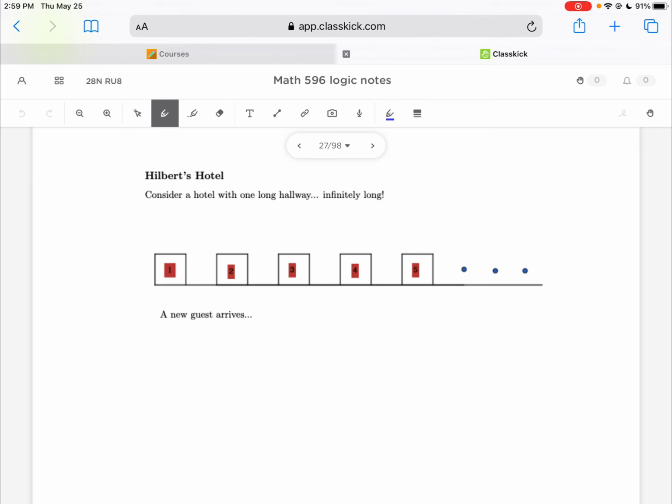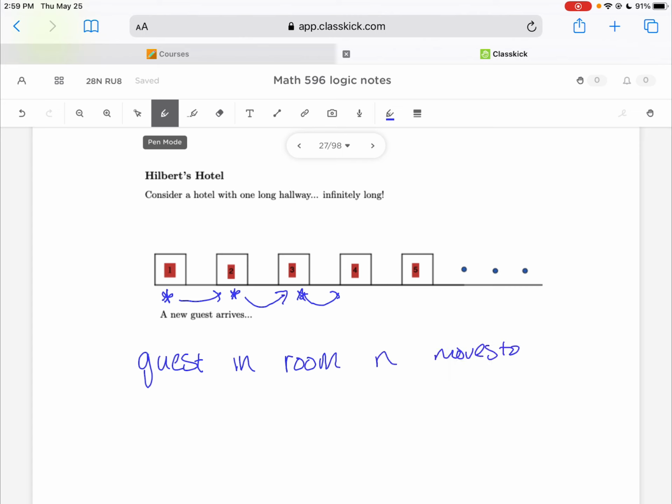All the manager really has to do here is ask that the guest that's in room 1 right now move into room 2. And then that the guest who's currently in room 2 move down to room 3. The guest in room 3 moves to room 4, and so on. So essentially, the guest that's currently in room n moves to room n plus 1. Everybody just moves one room down the hallway.